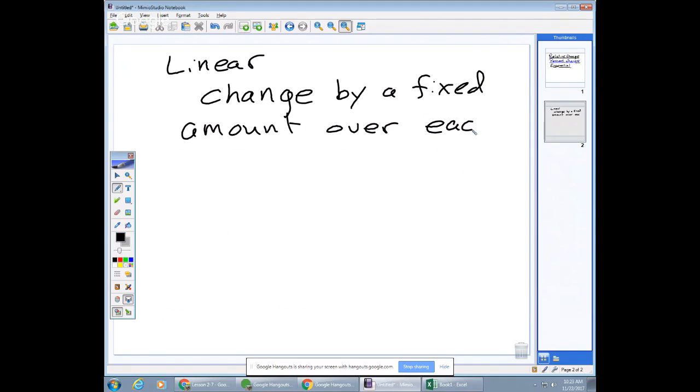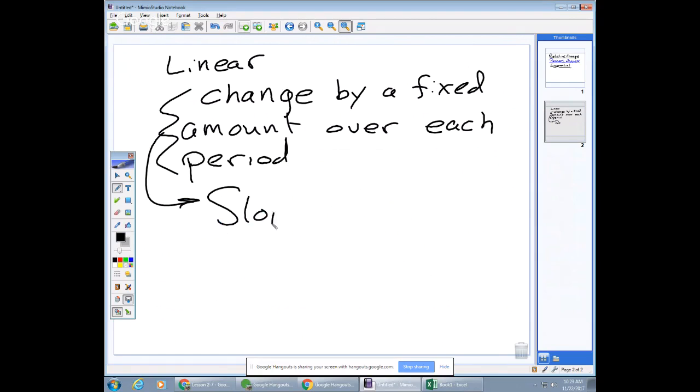Over each period. And the period could be days or weeks or months or something else. And that change over the fixed period, that's the idea that we call slope.